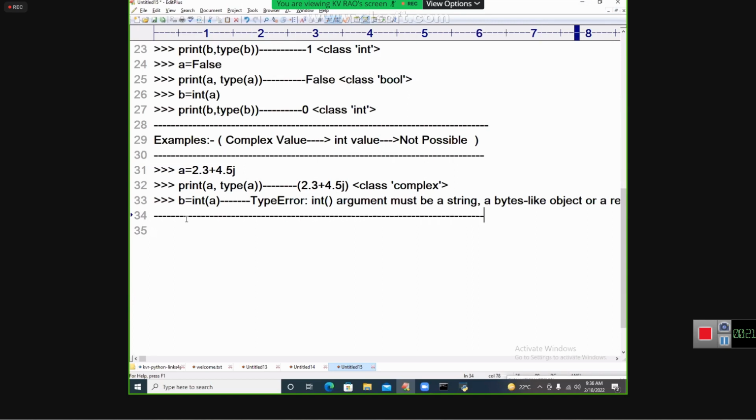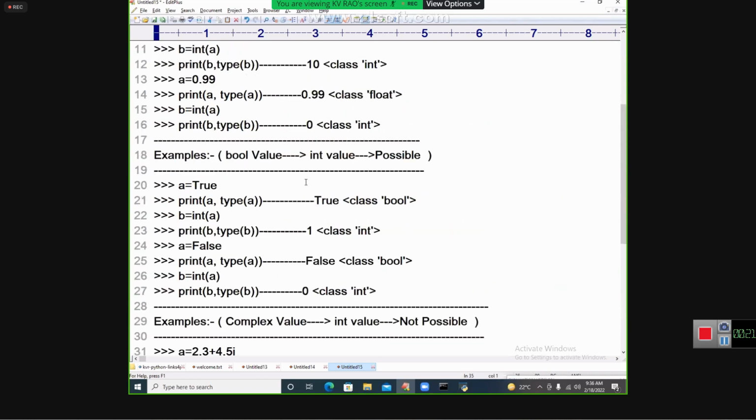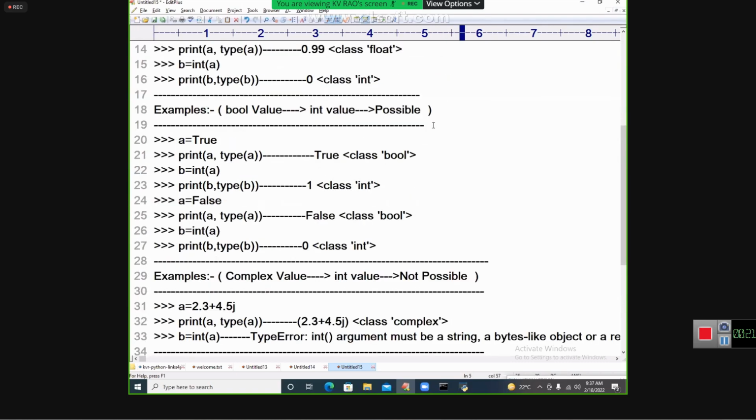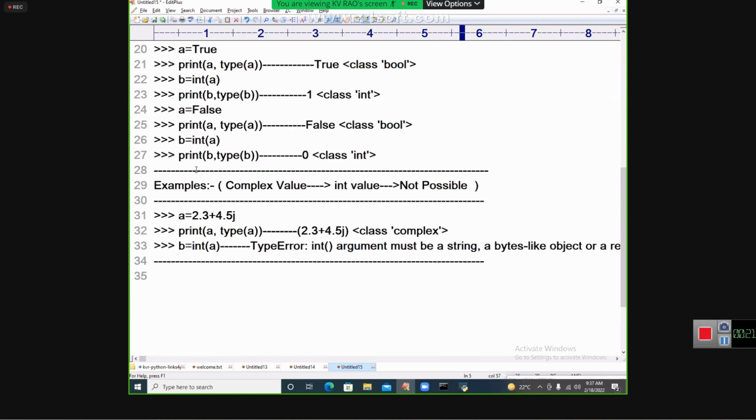See, my dear students, always try to understand this. A is equal to 2.3 plus 4.5J. It is not possible to convert. I said not possible. What is the reason? It is a combination of numerical values with some type of special symbol J. Such a type of conversion is not possible. Now I want to go for str. Now I am going to take the value called str. So let us go for str now.